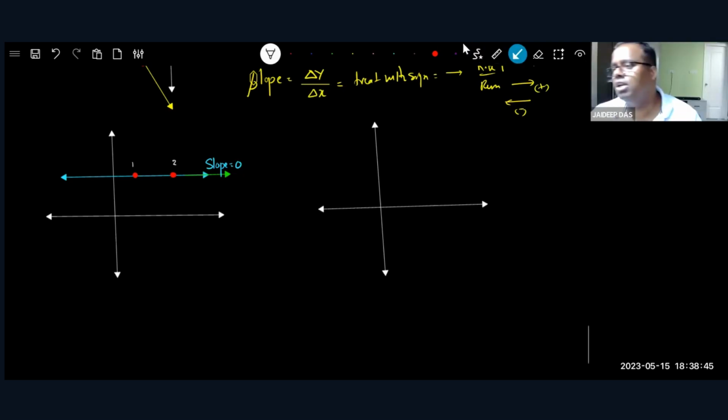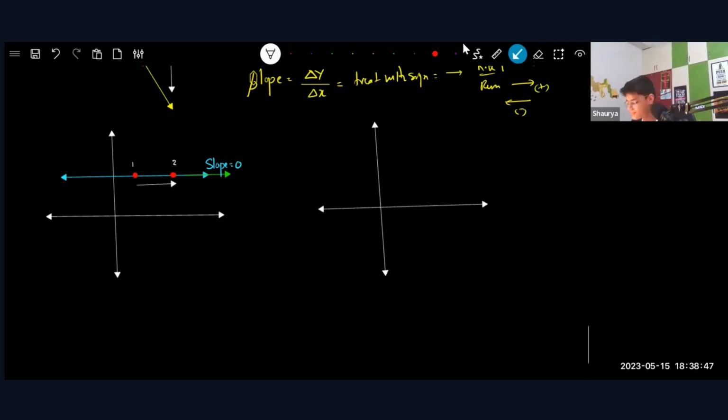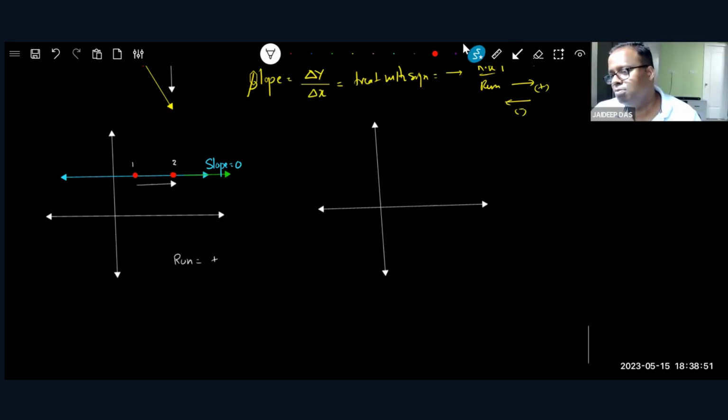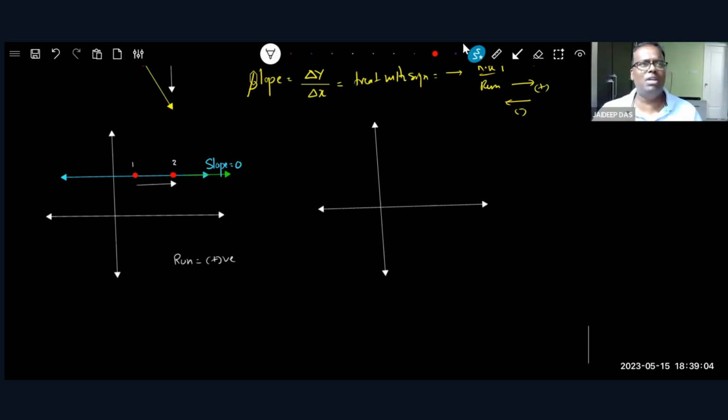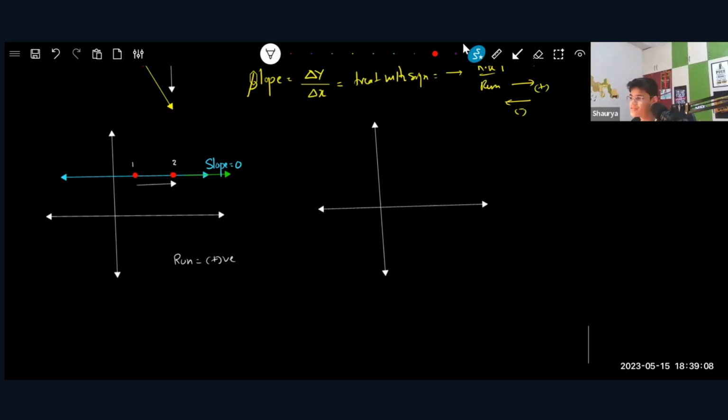Okay, comment on the run. Run is positive. Okay, our Shaurya Singh says run is positive. How many of you agree with him? I agree with him. Don't say that because I agree with him, he's correct. Shaurya, what about the rise now? There should not be any rise, I think. So in mathematics, what do you call that figure? 0 rise.